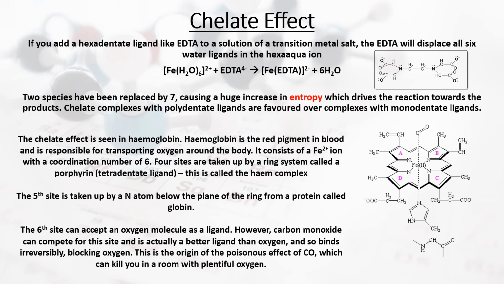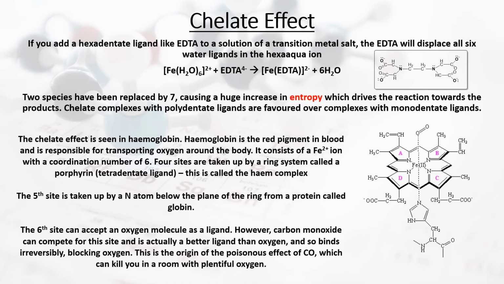Carbon is far less electronegative than oxygen, and therefore the lone pair is much more readily donated from the carbon than from the oxygen. The oxygen prefers to hold on to it a bit more strongly because it's more electronegative. And so carbon monoxide is a better ligand than oxygen. If you have carbon monoxide and oxygen present, it will always take the carbon monoxide over the oxygen.